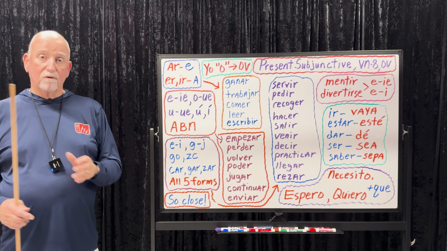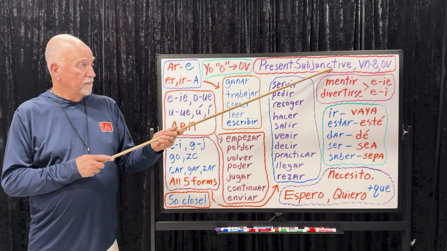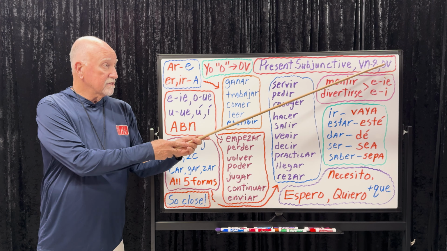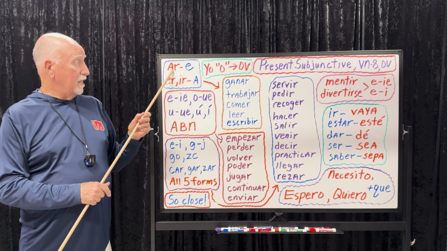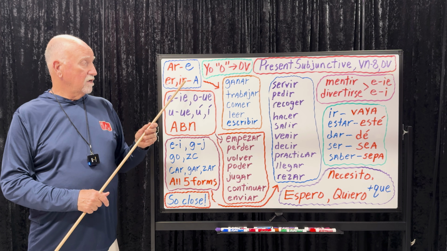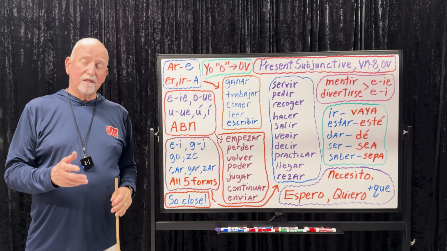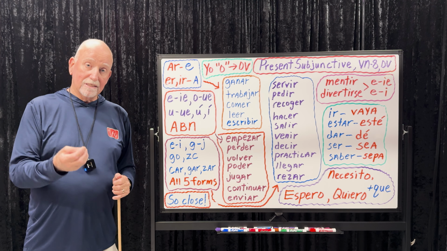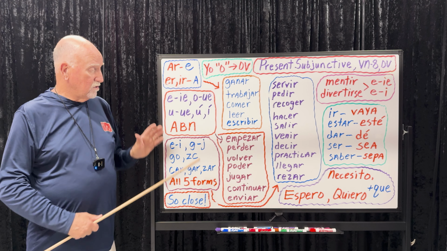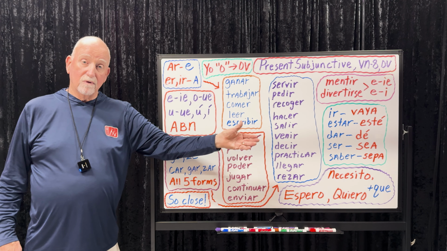So right now, this is what I want you to know. I want you to know that the present subjunctive is verb number 8, and all 5 conjugations are opposite vowel. I want you to know that the opposite vowel for AR verbs is always E, and for ER and IR verbs, it is always A. I want you to know that all those stem changing and quirky things that happen in the present tense, plus the cargars, are going to happen in the present subjunctive as well.